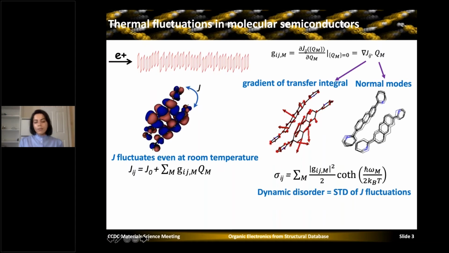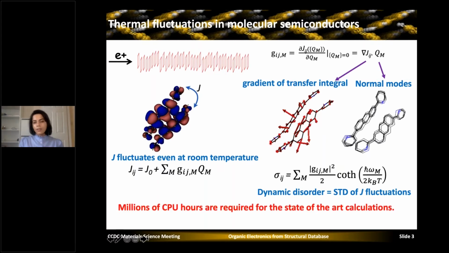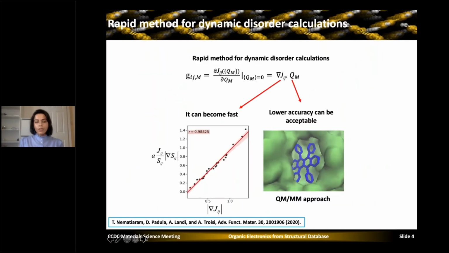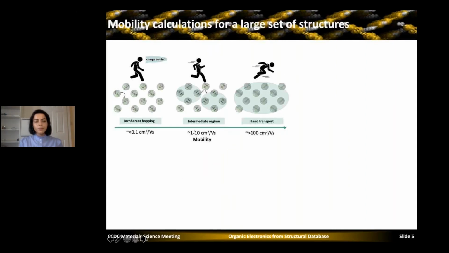The main problem is that the calculation of dynamic disorder is quite demanding, and as a result, the current theoretical methods could not evaluate this property for more than a handful of structures, meaning that they are not feasible for large-scale calculations. So to overcome this problem, in our recent work, we have developed a novel multi-scale QM/MM approach, which basically enabled us to compute this property for thousands of structures. I skipped the details, but if you're interested, they can be found in the given reference.